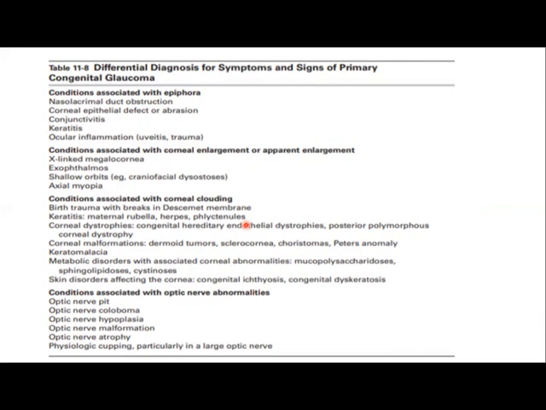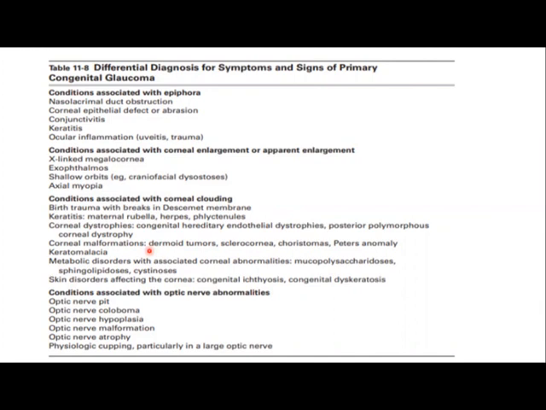Conditions associated with corneal clouding include birth trauma with breaks in Descemet's membrane, keratitis like maternal rubella and herpes, and corneal dystrophies like congenital hereditary endothelial dystrophy and posterior polymorphous corneal dystrophy. Then corneal malformations including dermoid tumors, sclerocornea, choristomas, Peters anomaly, and keratomalacia. Then metabolic disorders with associated corneal abnormalities like mucopolysaccharidosis, sphingolipidosis, and cystinosis. Then skin disorders affecting the cornea like congenital ichthyosis and congenital dyskeratosis.